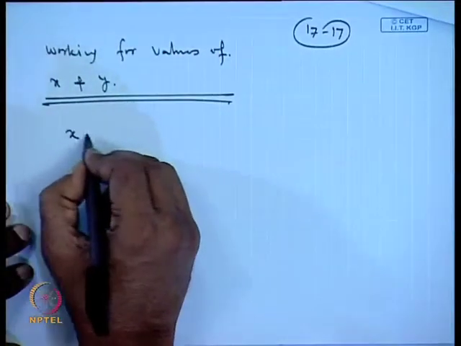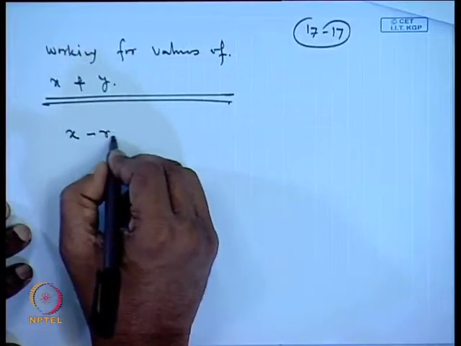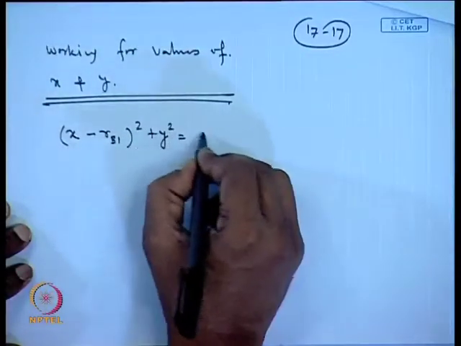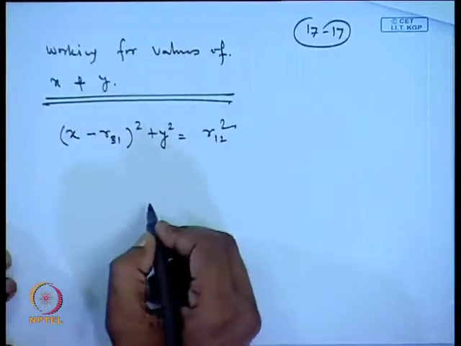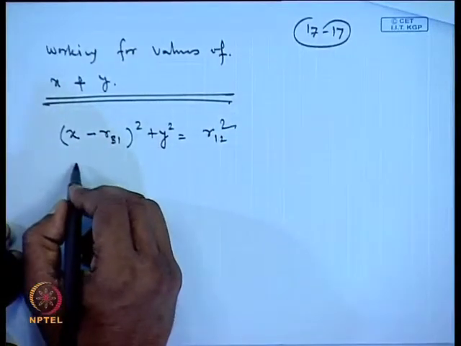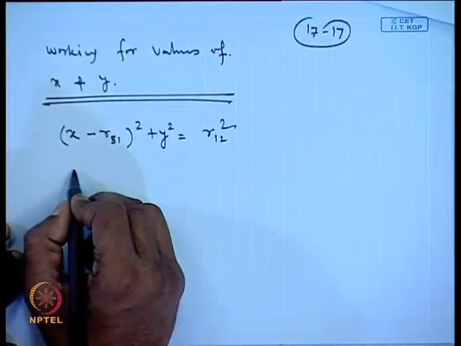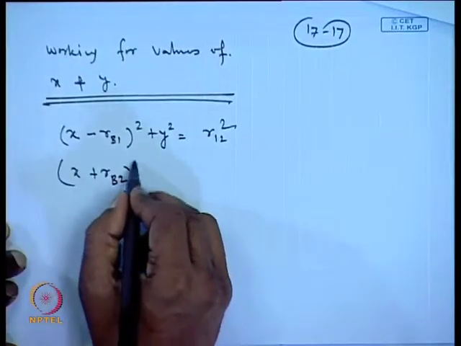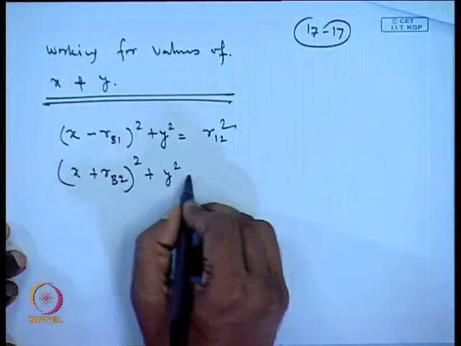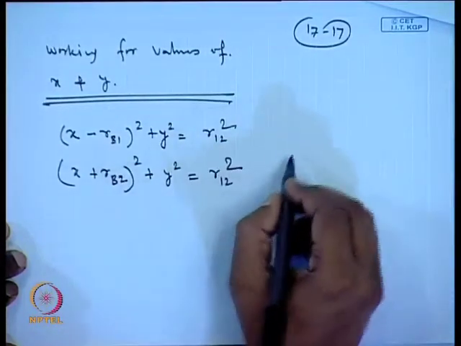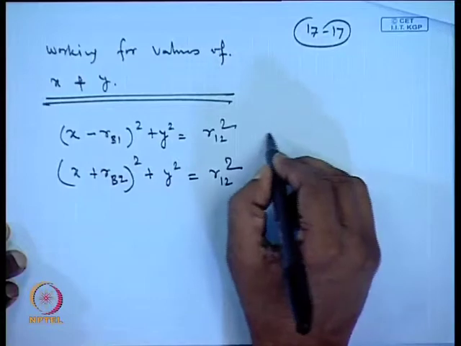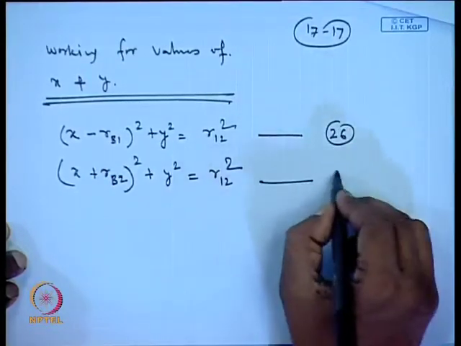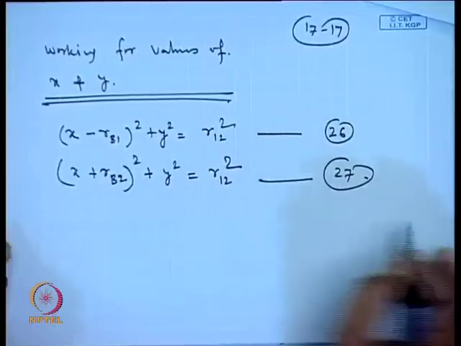So, we know that (x minus R_b1) squared plus y squared, this is the quantity R_12 squared, and similarly we have (x plus R_b2) squared plus y squared. This is our equation number 26, this is 27.